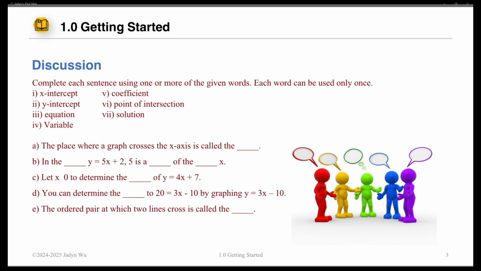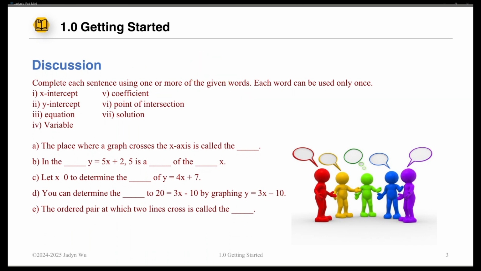Coefficient. Coefficient means any constant values or known values that are multiplied with the variable. So for example, if we have 5x, then the x will be our variable. And we know that 5 is a multiplier when it's multiplied by the x. Then the 5 will be our coefficient here.